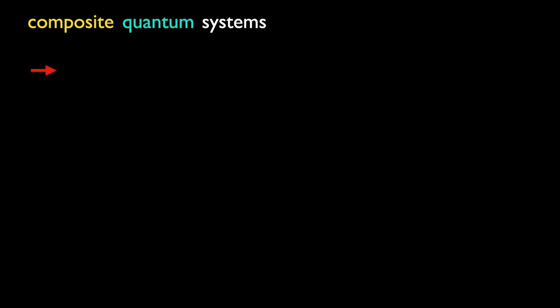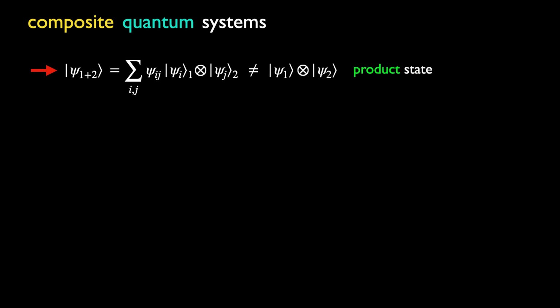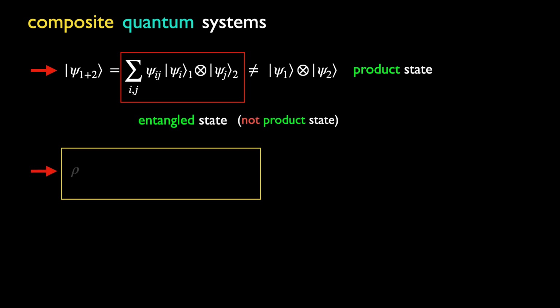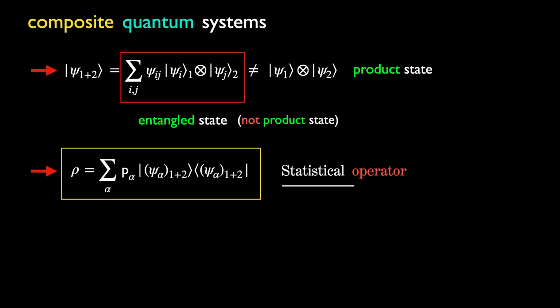In general, the composite states of two systems are just some linear combinations of product states. As mentioned earlier, these states are usually not product states. They are entangled. Entangled states are simply states that cannot be written as a product. We could of course have an ensemble of them described by a statistical operator, with the index alpha labeling the members of the ensemble.